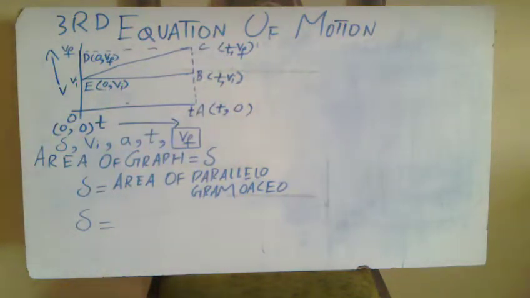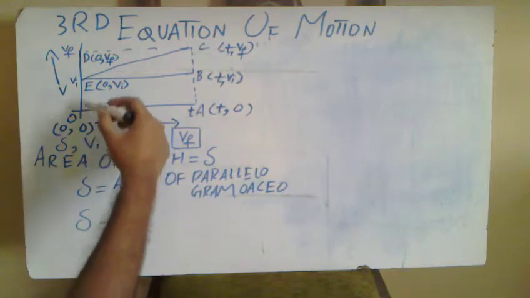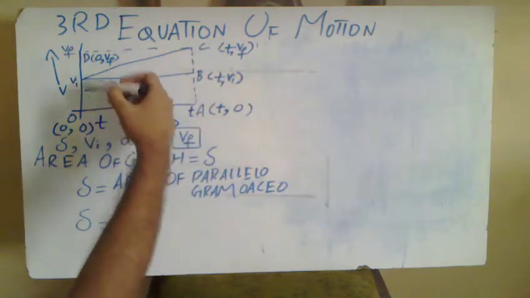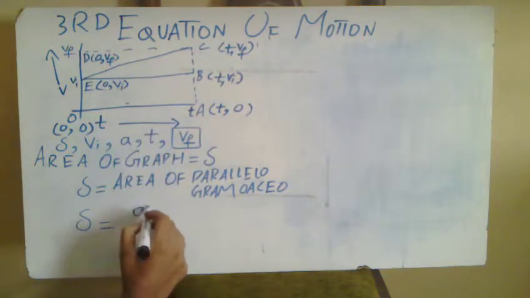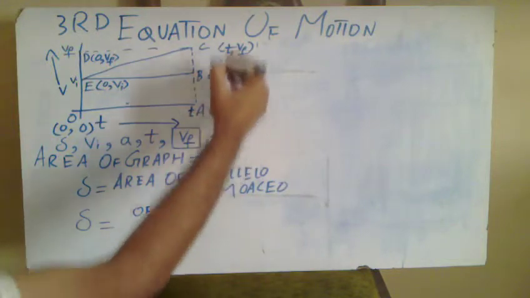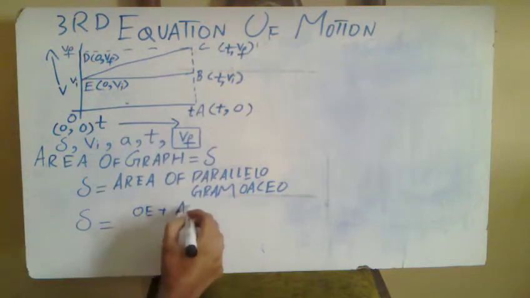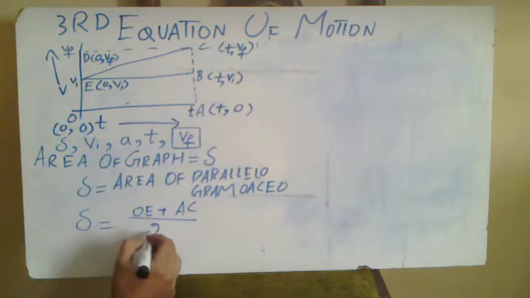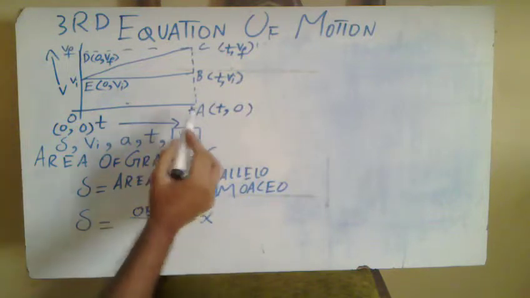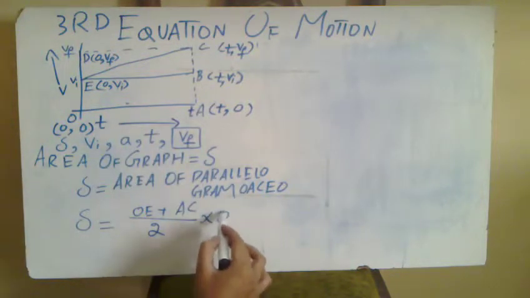Okay, now how are you going to do this? In the area of a parallelogram formula, we have to add both parallel sides. We have this parallel side OE plus this parallel side, which is AC, divided by 2 and multiplied by the base, which is OA.